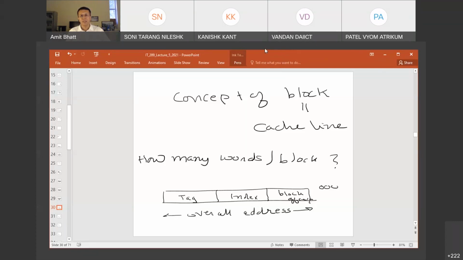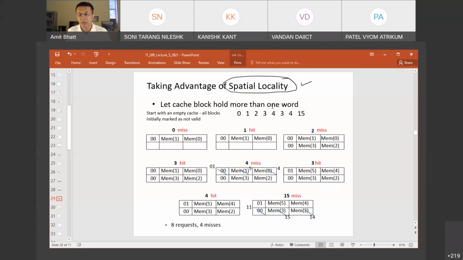Hello, sir. Yes. Sir, here in the example, sir, can you please go to the previous slide? This one? Yes, sir. Okay. Sir, here if we encounter 0, 4, 8, those types of instructions, then we will always miss that instruction. We cannot find it.